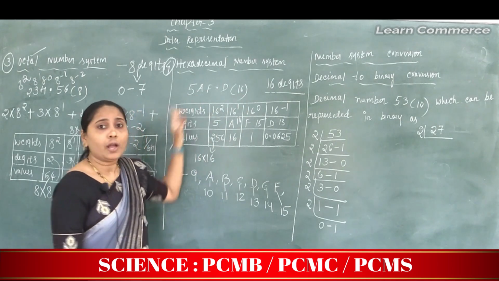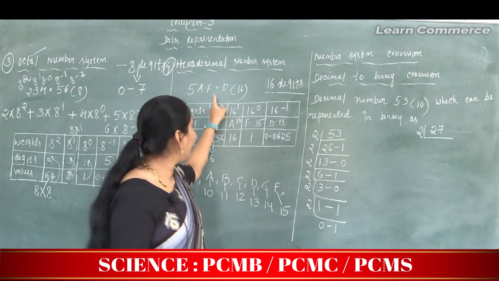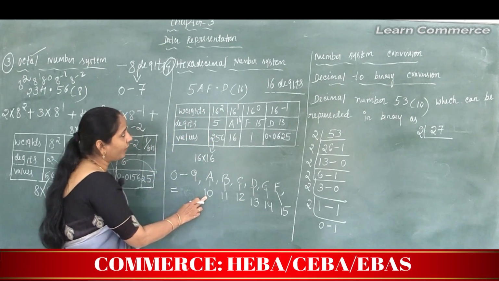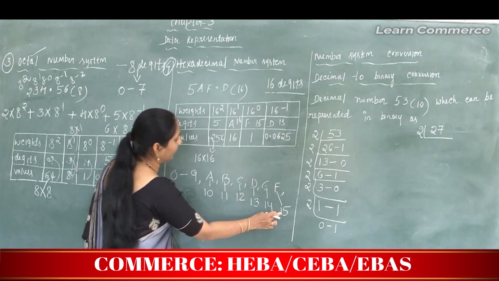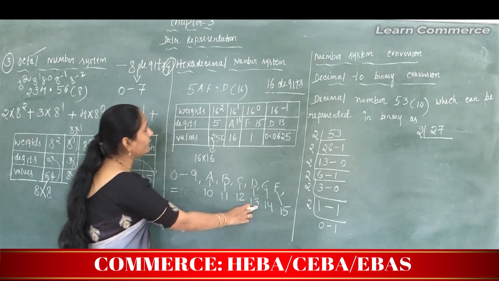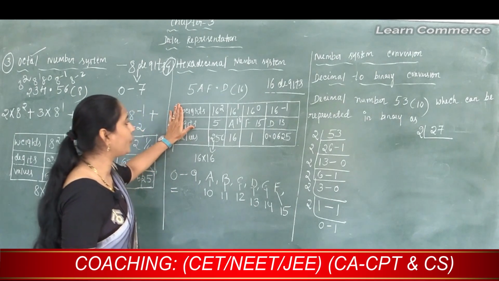So the number 5AF.D, as we know that A value is equal to 10, F value is equal to 15, D value is equal to 13. Correct? D value is equal to 13. Now let's go to the table.